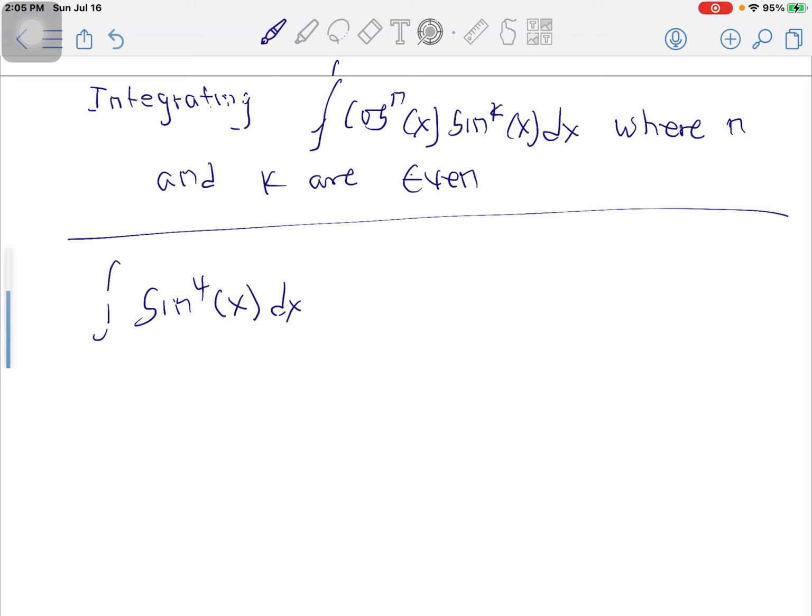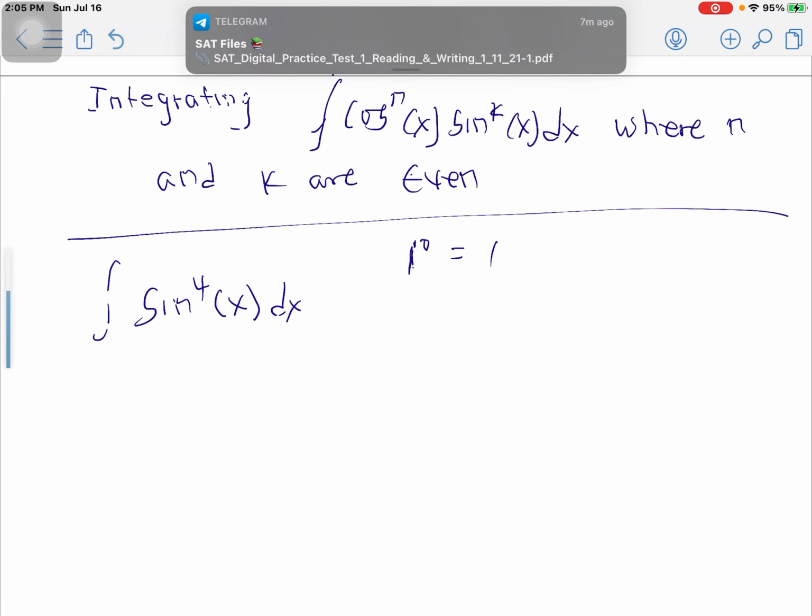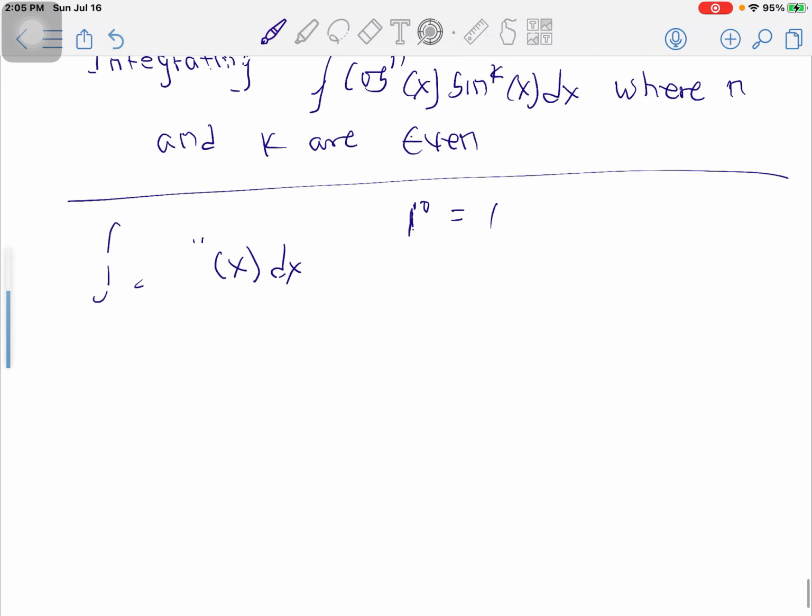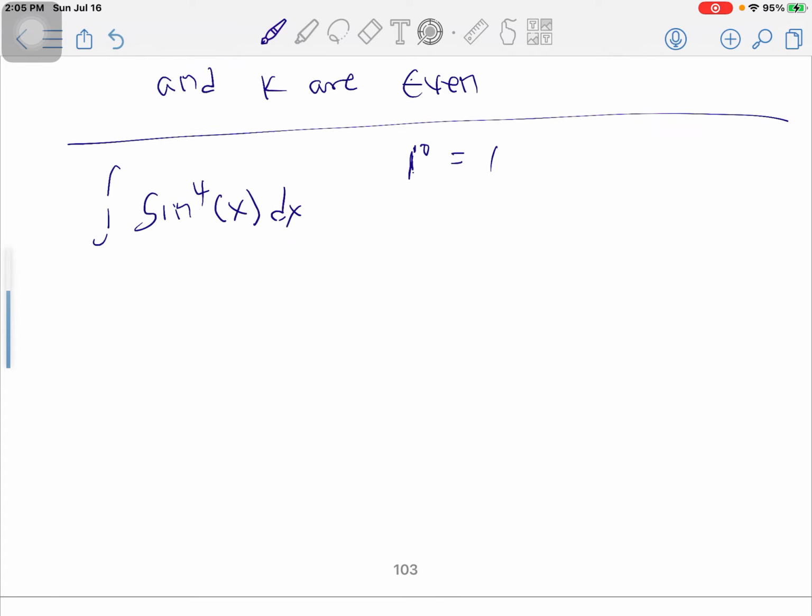In this case, the power of sine, which is k, is 4. And then the power of cos, which is n, is 0. And you know 1 power 0 gives us 1. So in this case, the cos of x power 0 is going to give us 1. So we must apply strategy 3 that we discussed earlier on.